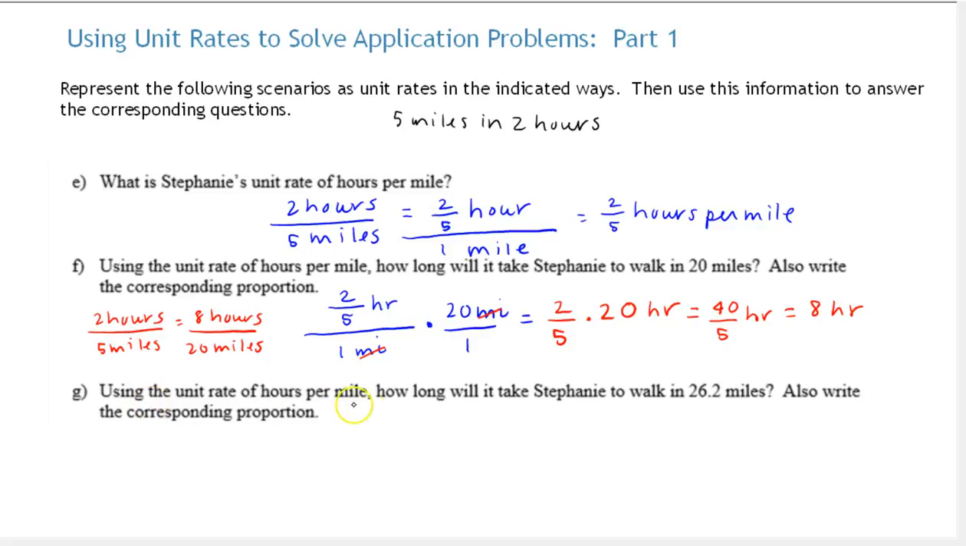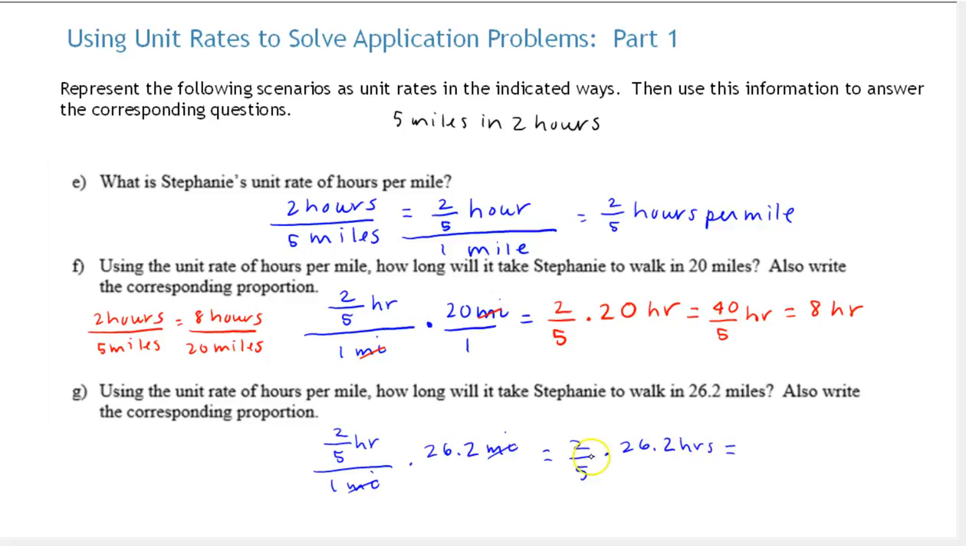Now, using the unit rate of hours per mile, how long will it take Stephanie to walk 26.2 miles? So I think that's about the distance of a marathon. And yeah, she'd probably get tired, but we're going to say that she can still walk 2 hours and 5 miles. So we'll start with our 2/5 hours per 1 mile times 26.2 miles. I notice my units cancel, the miles. So now I want 2/5 times 26.2, and my units left are hours.